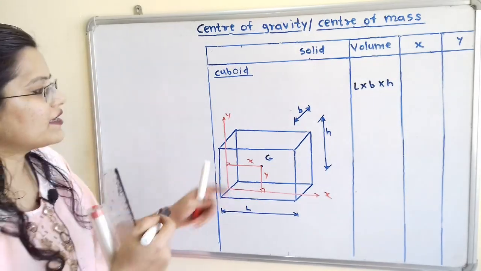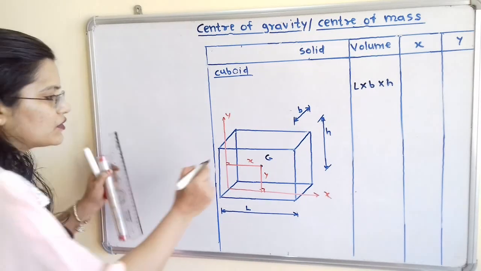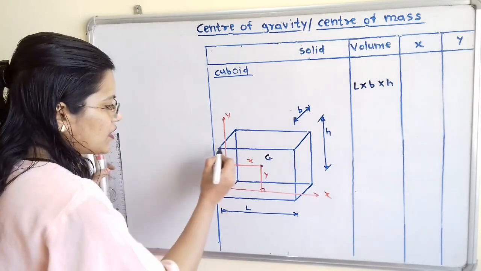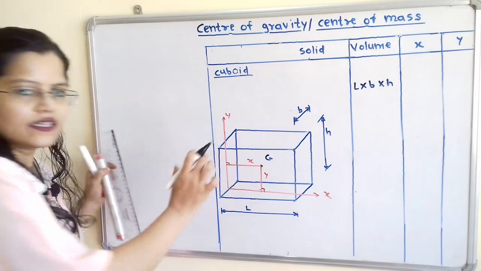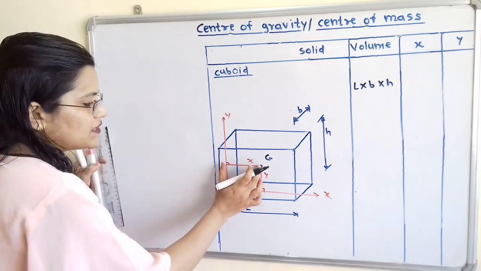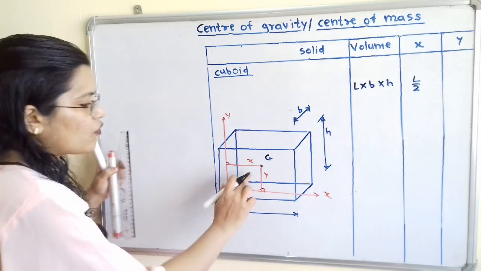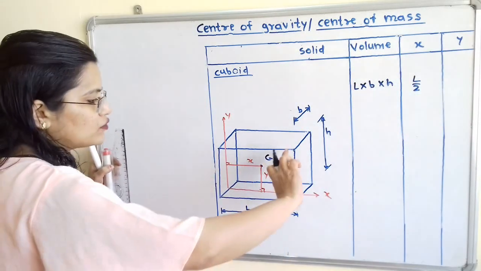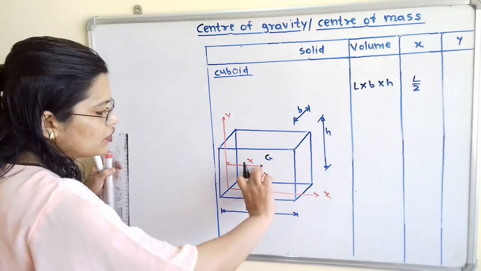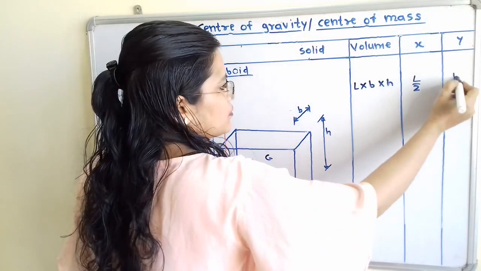So how to find out this x? If we observe, of this total length L, this is the distance from the center G. So x is equal to L by 2. And how to find out the value of y? This is the total height h. So y is equal to h by 2.